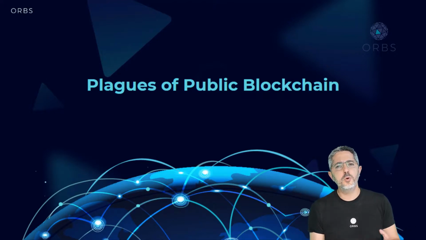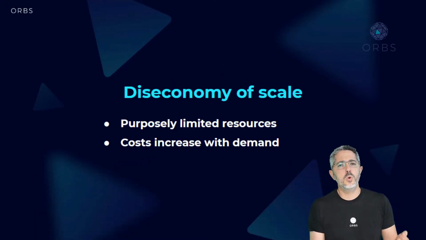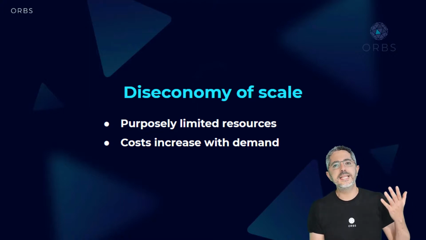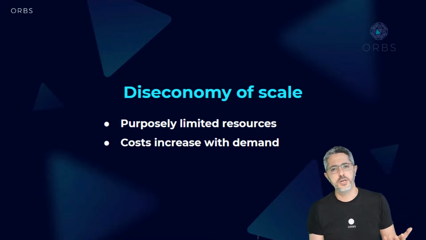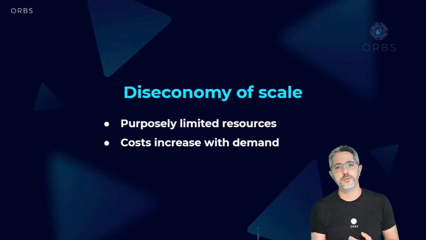The biggest problem with most public blockchains out there is the diseconomy of scale. What does that mean? That means that most of these solutions, like Ethereum, were purposely designed to have limited capacity. This means that costs increase with demand. The more customers they have, the more expensive they become. And if you think about it, that's pretty crazy. It actually behaves the opposite of what it should. Think about Amazon AWS. Infrastructures like that become cheaper the more people use them. So one of the first things we had to solve at Orbs is to get this right, to make the infrastructure become cheaper the more users actually use it.